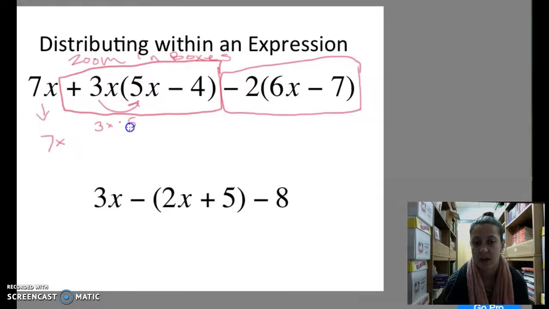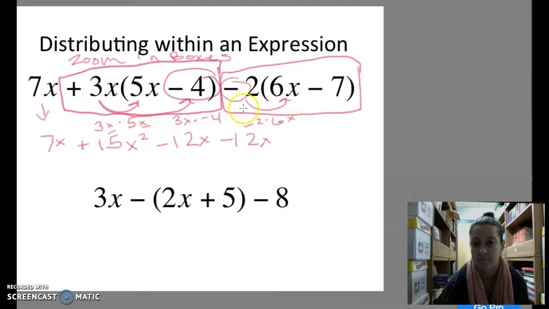3x times 5x is positive 15. X times x is x squared. When you're multiplying, you change the exponents. Positive 3x times negative 4 is negative 12x. Oops. Now this is different here because this is a negative. Negative 2 times 6x is negative 12x. Negative 2 times negative 7 is positive 14.